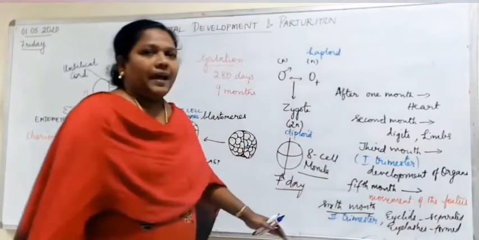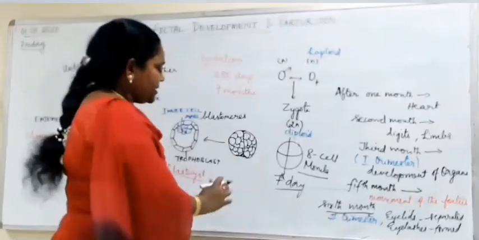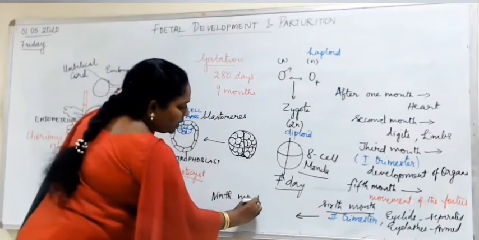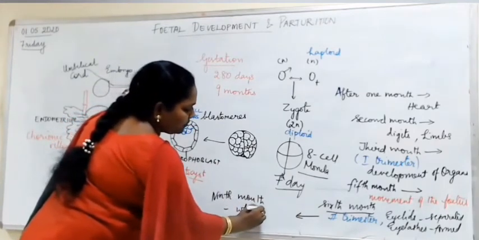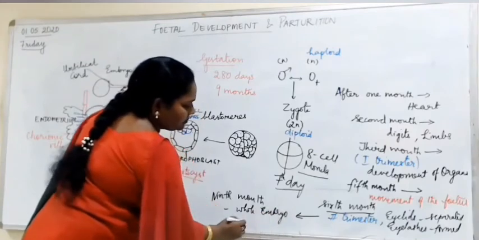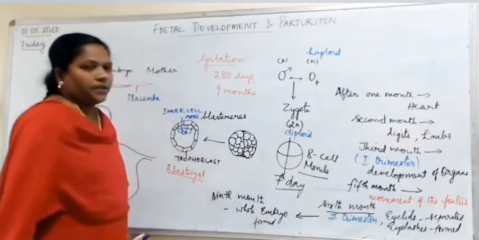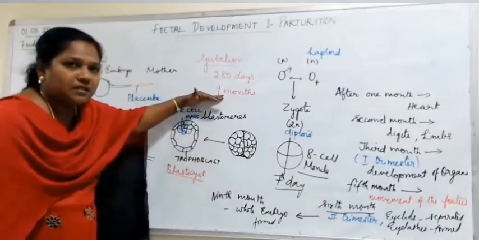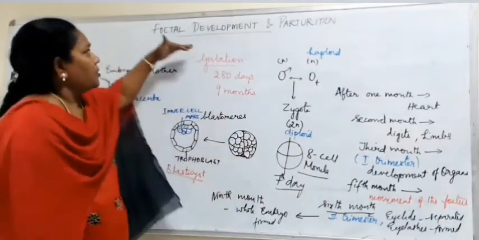Can you understand? And finally, in the 9th month, what happens after that? In the 9th month, the whole embryo will be formed. Can you understand? Okay. So this is the development that takes place within these 9 months. Can you understand? So that is what you have learned about fetal development.